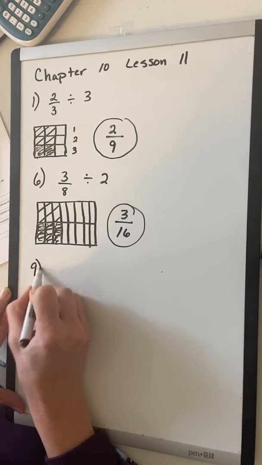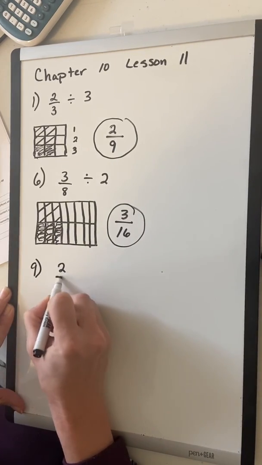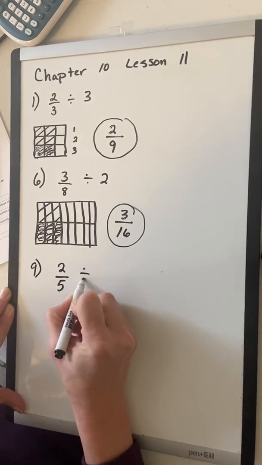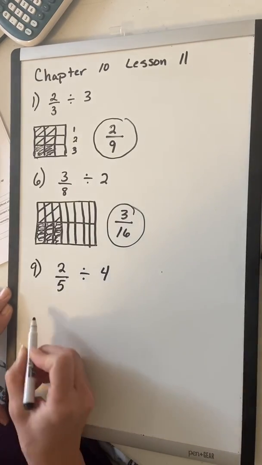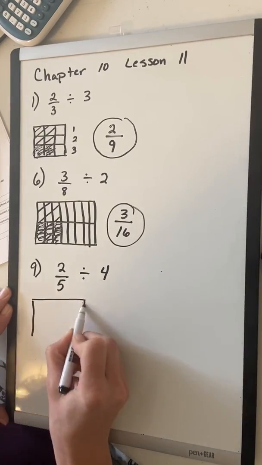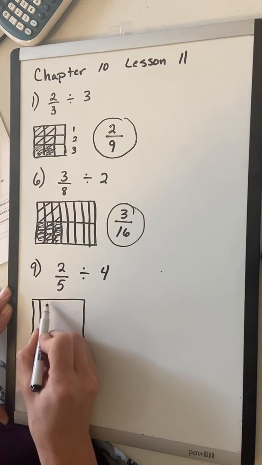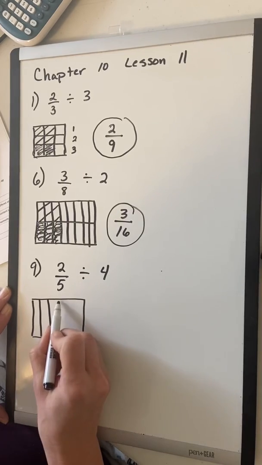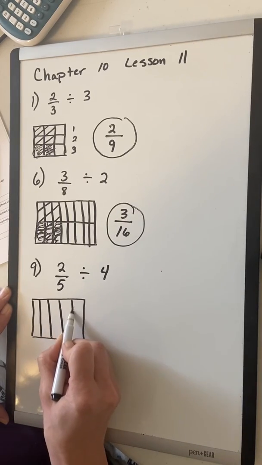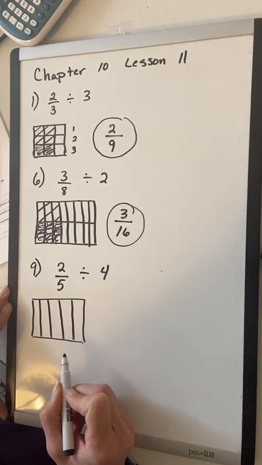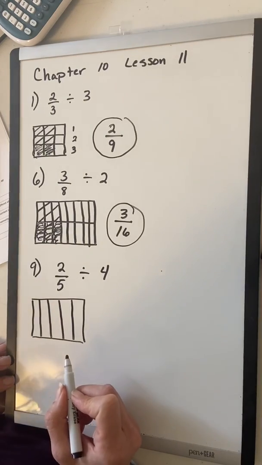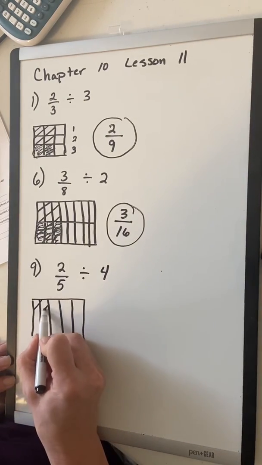So the last example I'm going to do is 9. It's 2/5 divided by 4. So again, we model 2/5 by drawing a square or rectangle, and we split it into 5 parts. And it's okay if they're not perfectly even, just imagine that they are. And you're going to shade 2 of those to start out.